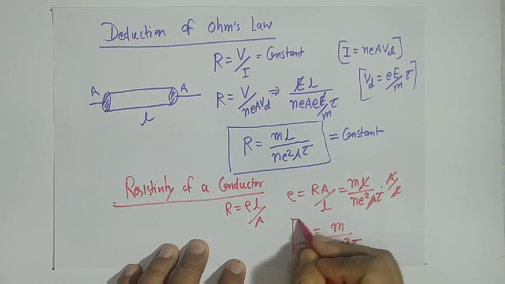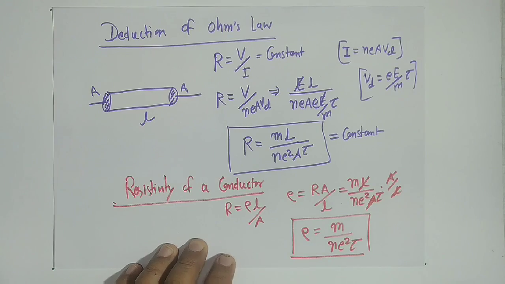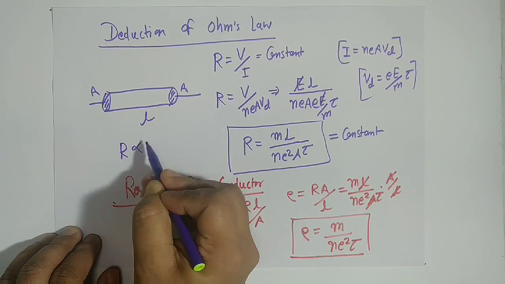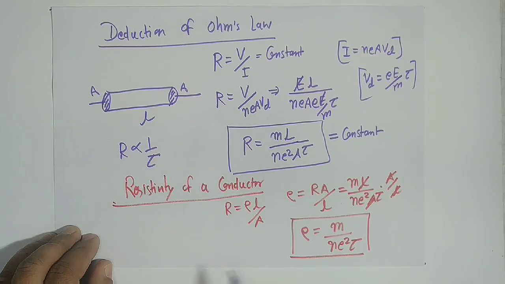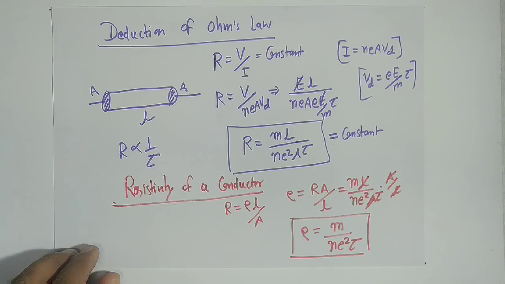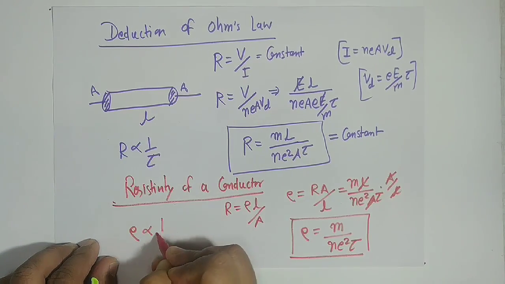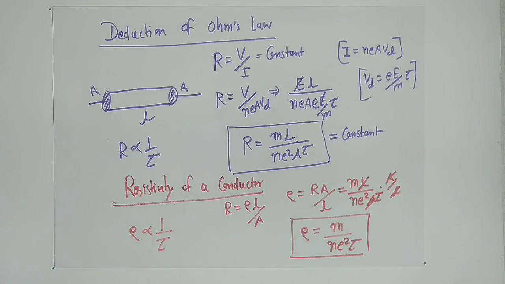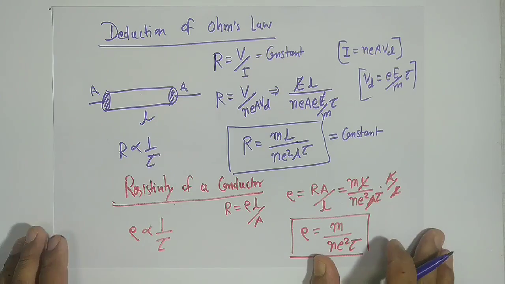This is resistivity. And a very interesting thing is that in the earlier case resistance is inversely proportional to tau. Even rho is inversely proportional to what? Tau. So this is how we relate resistivity and resistance.